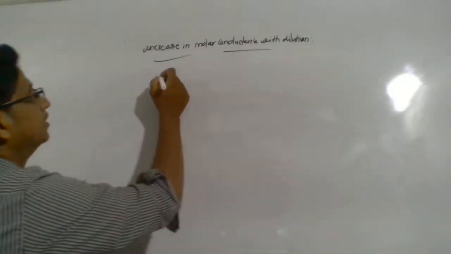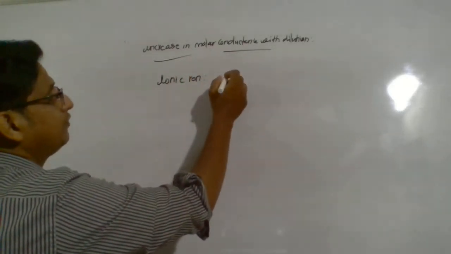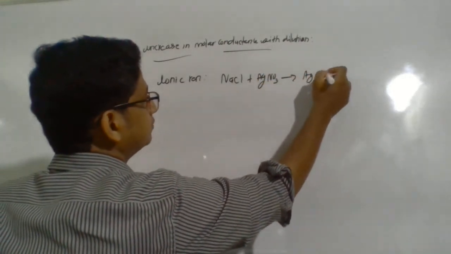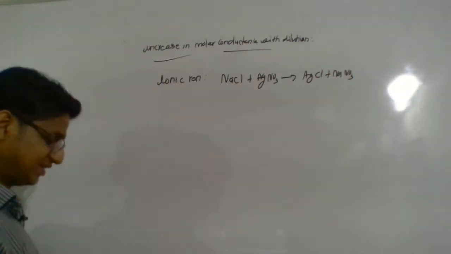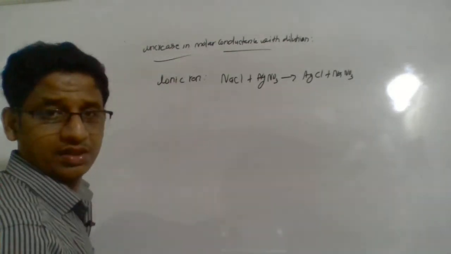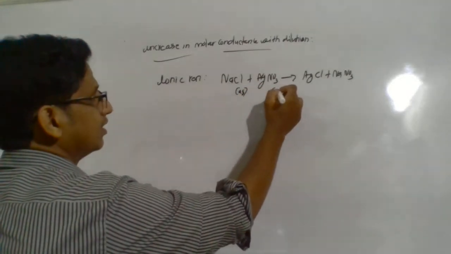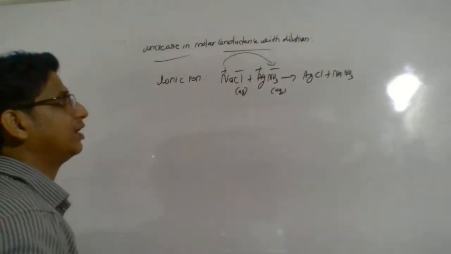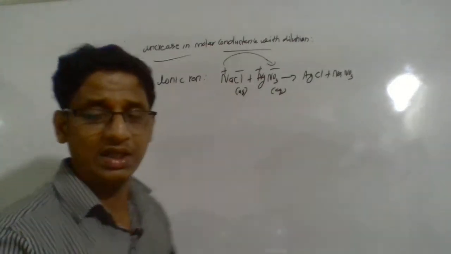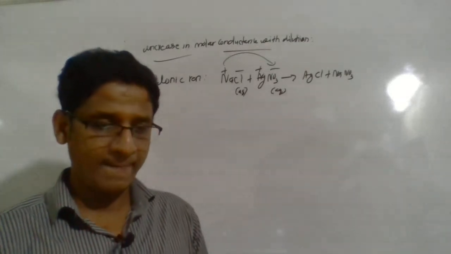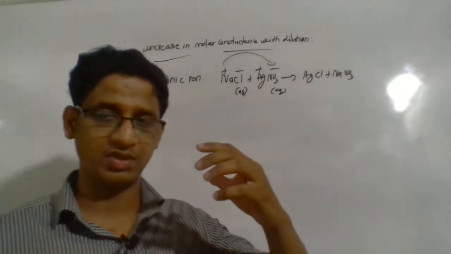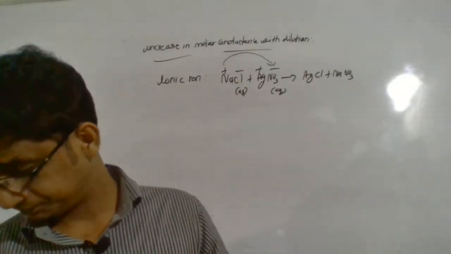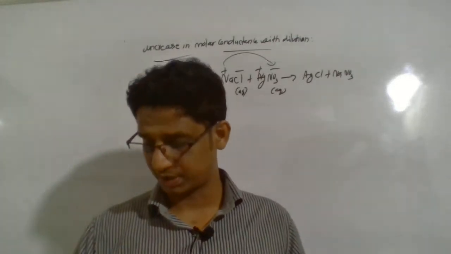Next, ionic reactions. We know when sodium chloride is treated with silver nitrate, silver chloride will be formed and sodium nitrate is also formed. Why is silver chloride obtained? Because in aqueous solution sodium chloride dissociates into Na+ and Cl-, and silver nitrate into Ag+ and NO3-. So a cation can combine with an anion, and the silver ion can combine with the chloride ion to get the respective products. So silver chloride is obtained by the ionic reaction between sodium chloride and silver nitrate.